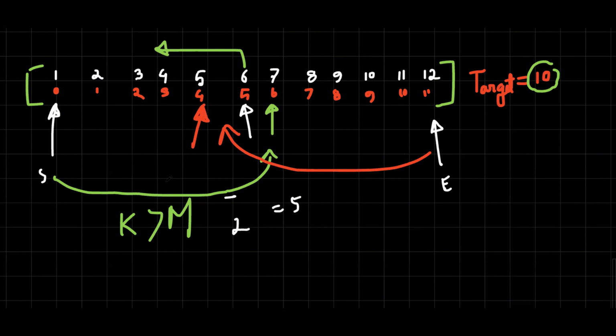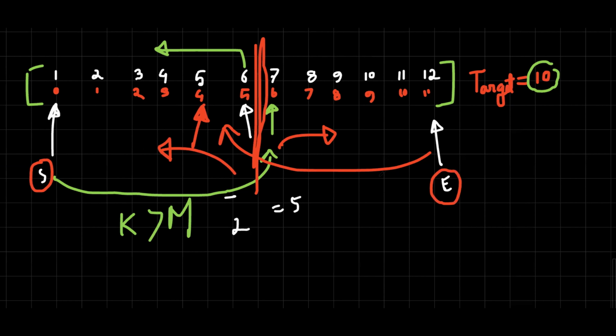So the algorithm is pretty simple. In each iteration, we have to calculate the mid value and check whether our target is greater than, less than, or equal to the mid value. If our target is greater than the mid value, we have to shift our start pointer. And if our target is less than the mid value, we have to shift our end pointer. Finally, if our target is equal to the mid value, we have to simply return the index number. I hope you understood the algorithm.